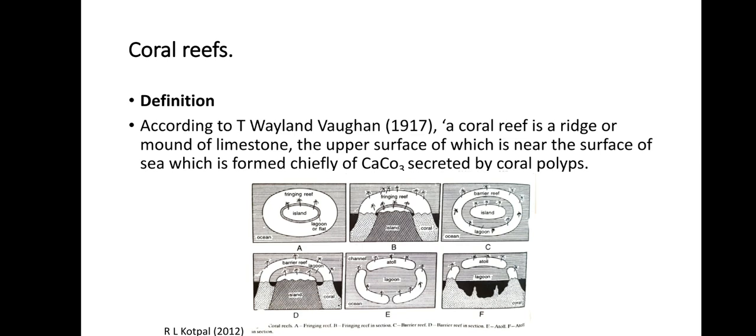This heap is usually secreted by the anthozoans. A few hydrozoans might be present or contributing to it. So these heaps are called coral reefs. How can we define it? Coral reefs are nothing but the ridges or mounds of limestone secreted or produced by coral animals, or polypoid members of Coelenterata or anthozoans, present in the sea. You can modify the definition accordingly.